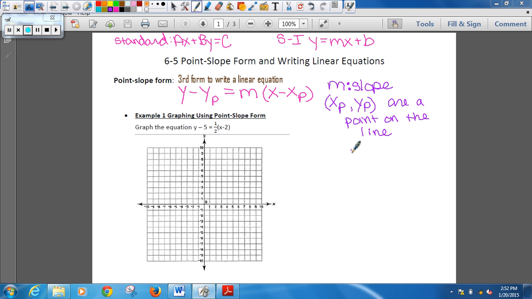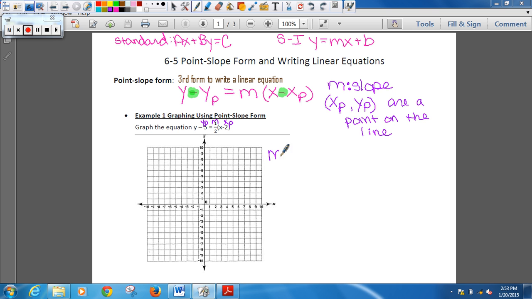So if we look at our first example here, it says graph the equation y minus 5 is equal to 1/2 times the quantity x minus 2. Well, we need to remember the form. This is your y sub p, this is your slope, and this is your x sub p. Pay very close attention to these signs. These started out as negatives. So the negative there is only part of the formula.